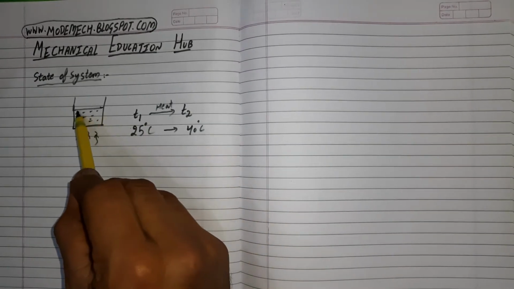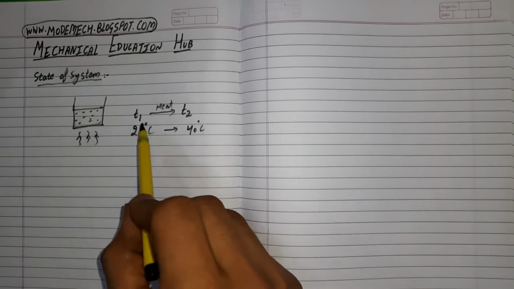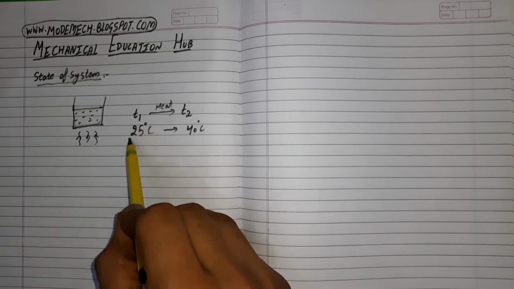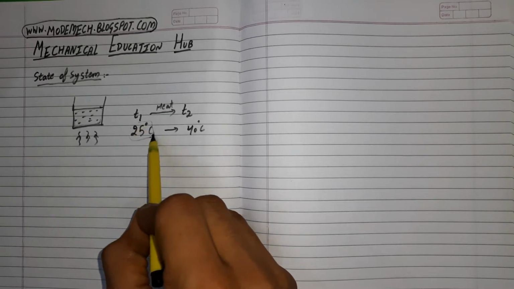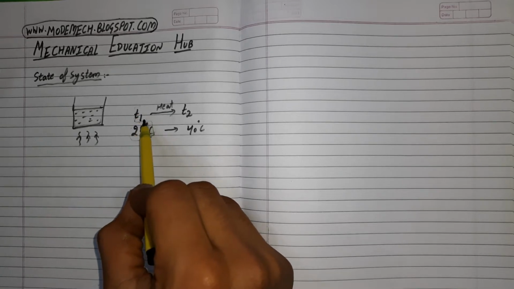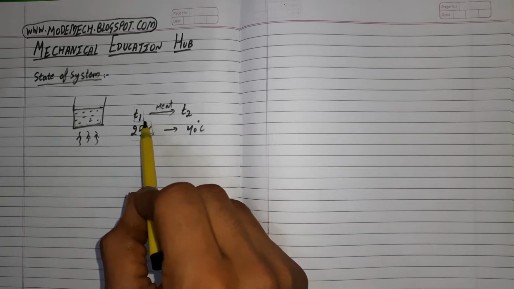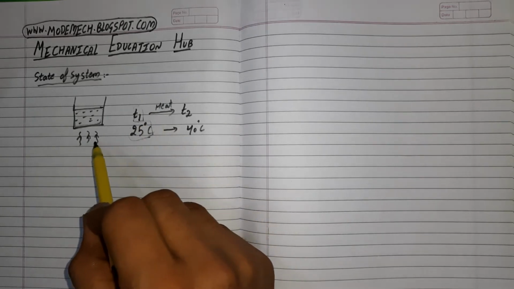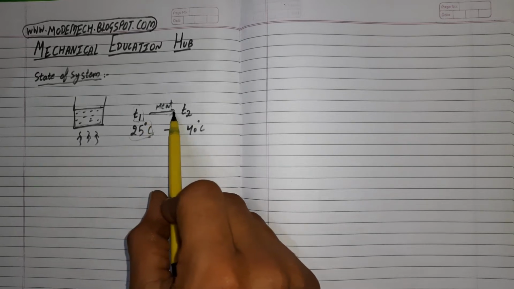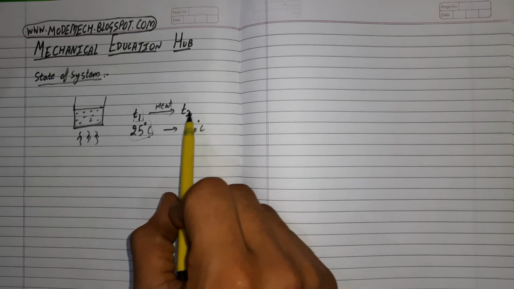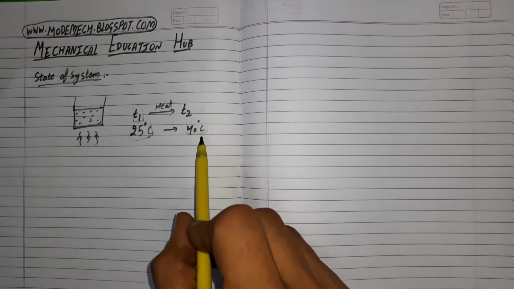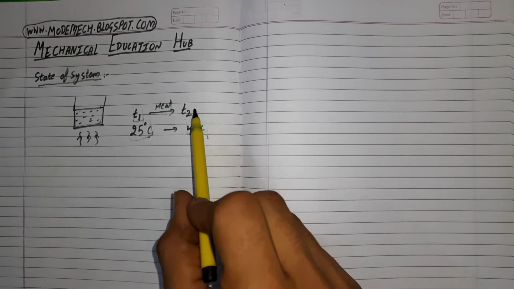Now this is our system, and at time t1 its temperature is 25 degrees Celsius. Temperature is our property, and with the help of this property, I am defining the state of this system at time t1. Now we are supplying heat, which means our system is undergoing some process. After supplying heat, at some other time t2, its temperature is 40 degrees Celsius, and this temperature at time t2 will define the state of the system.